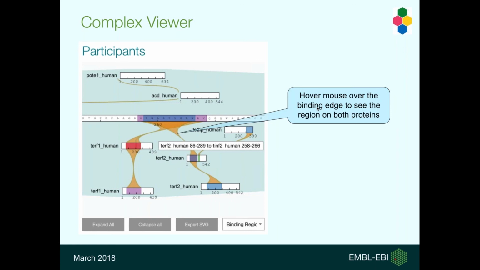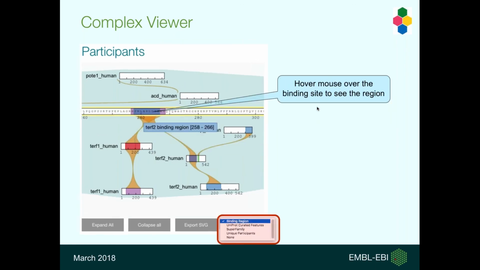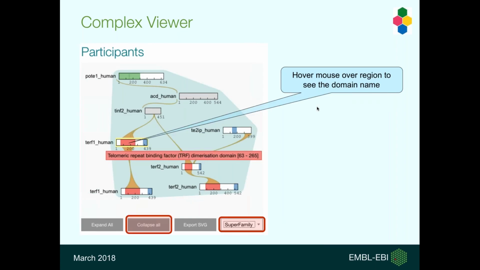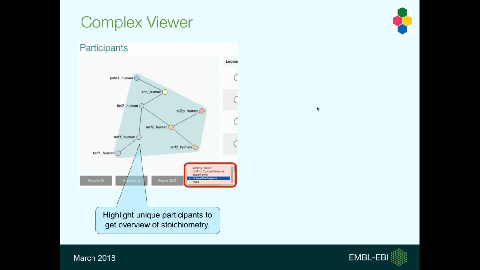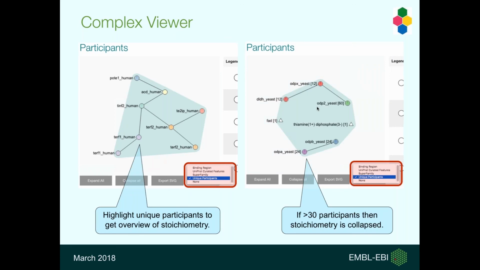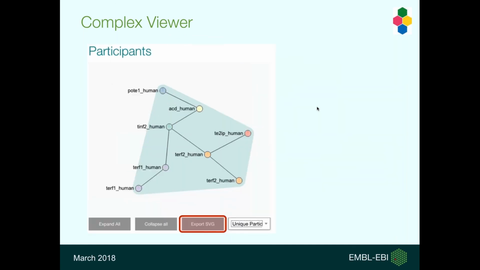Hovering over the binding regions or the regions in the protein provides you with the details of the interaction binding sites. We also overlay information about the superfamilies, and you can collapse it all again when you're finished with the detailed view. You can highlight unique participants, up to about 20 different ones. And if there are more than 30 participants, then we collapse the stoichiometry to provide a better overview. You can export this as SVG.